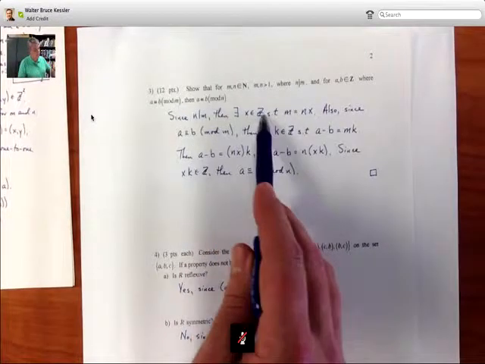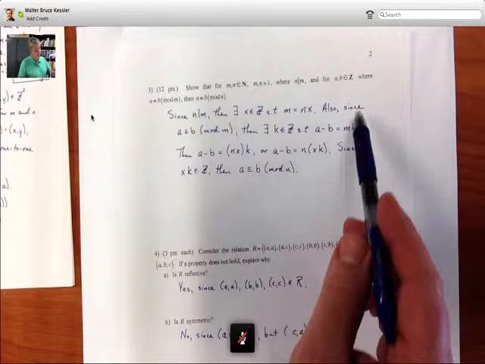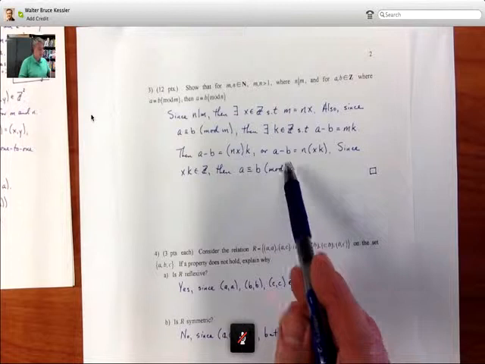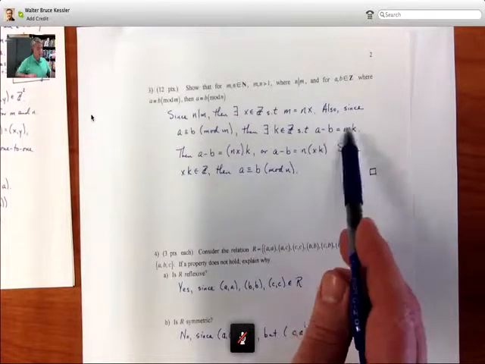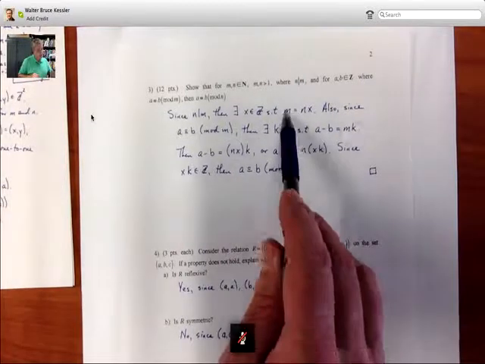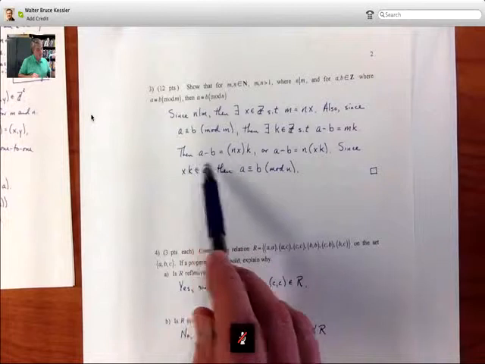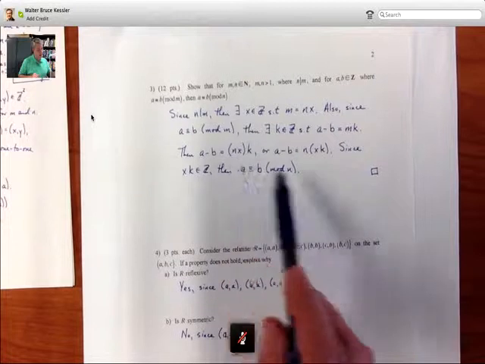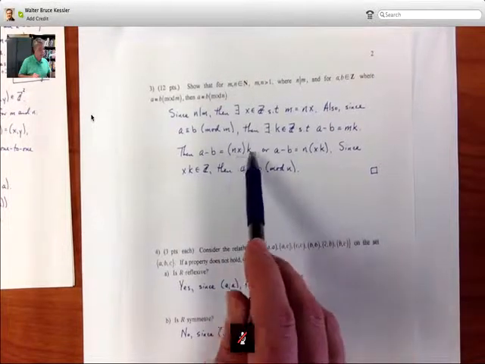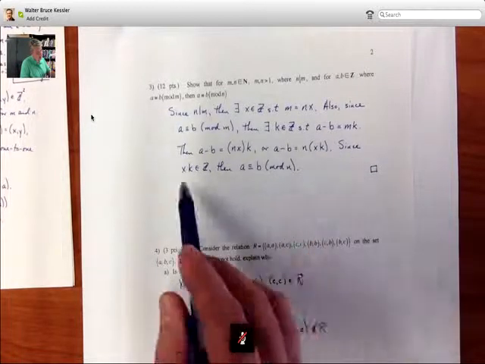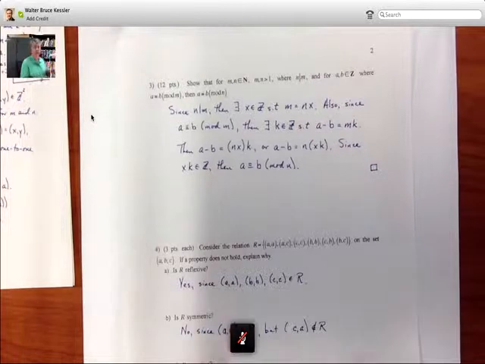Since n divides m, there exists an integer x such that m is nx. Also, since a is congruent to b mod m, then there exists some other integer, k, such that a minus b is m times that k. And so you could do a direct substitution here, the m for that m: a minus b is equal to m, this is m, so nxk. And since that xk is an integer, then a is congruent to b modulo n. Okay?